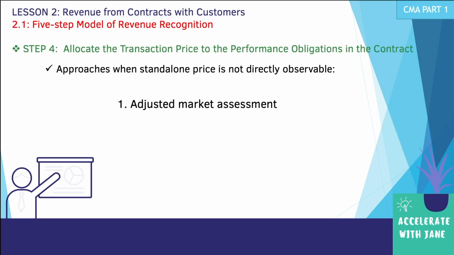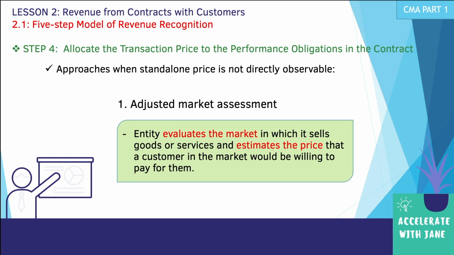First is the adjusted market assessment. Here, the entity evaluates the market in which it sells its goods or services and estimates the price that the customer in the market would be willing to pay for them. Basically, we determine the price in the market and we use this market price as the standalone selling price of that particular good or service.